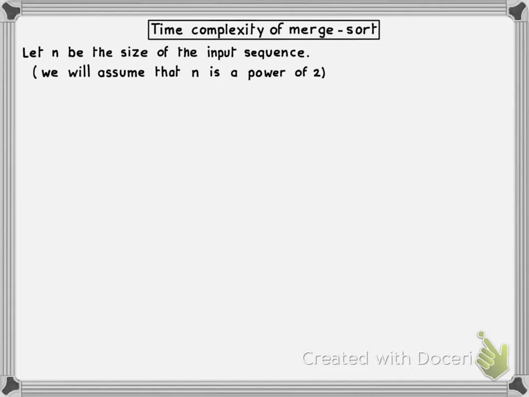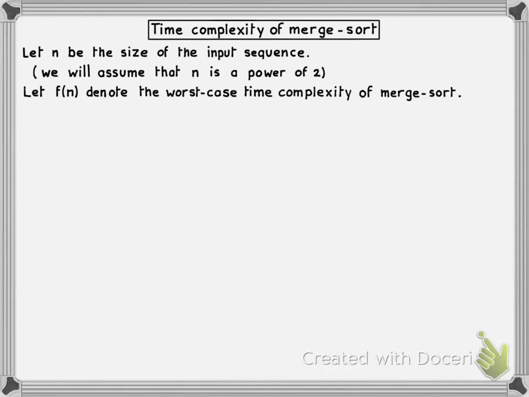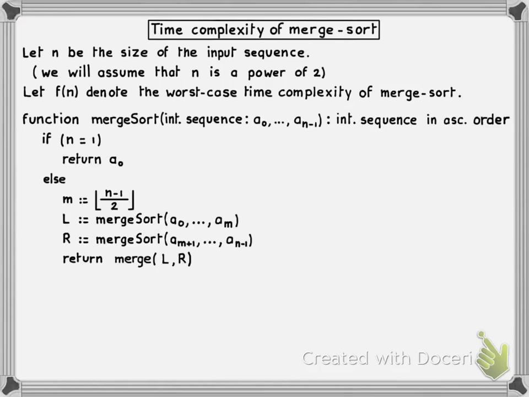So n is a power of 2 from now on, and let f of n denote the worst case time complexity of merge sort. So what we're trying to find is an expression for f of n. Now let me put up the pseudocode description of the merge sort algorithm that we discussed on the previous segment.